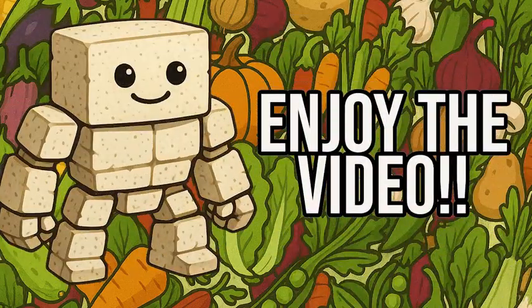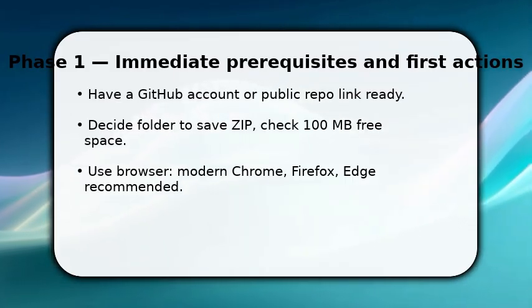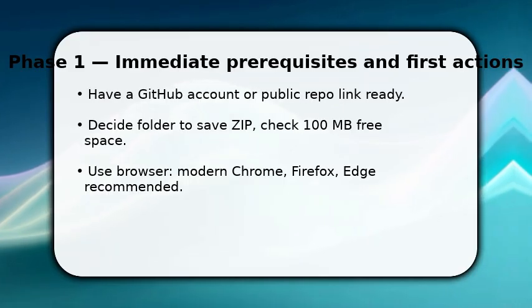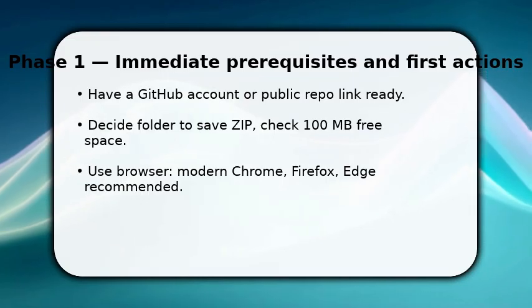Please enjoy the video. You start by confirming prerequisites, a GitHub repo URL and a target folder with enough space. Open your browser and go to the repository page. Once on the main repo view, make sure you are on the branch you want.